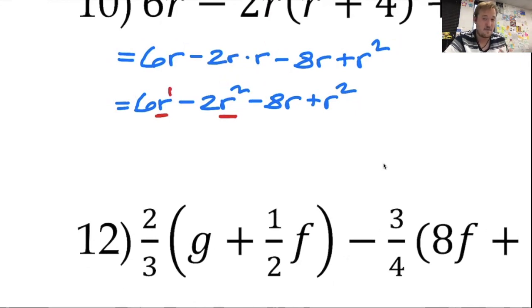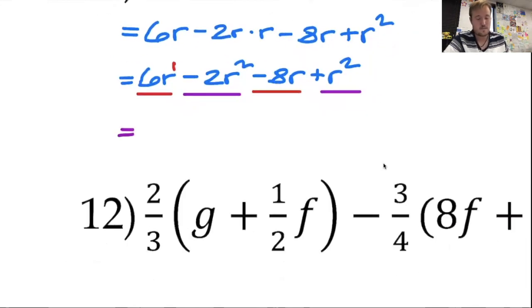Those are not the same, therefore we cannot combine those. So what can be combined is 6r and negative 8r. Their bases are r and their exponents are the same, which is 1. So if I look at my other values, I have negative 2r squared and r squared. The bases are the same, and the exponents are the same, which is 2.